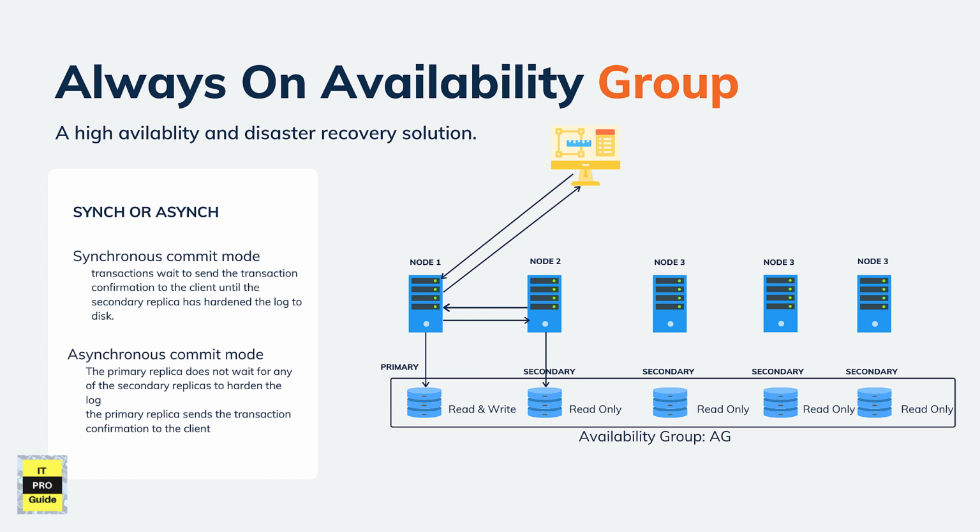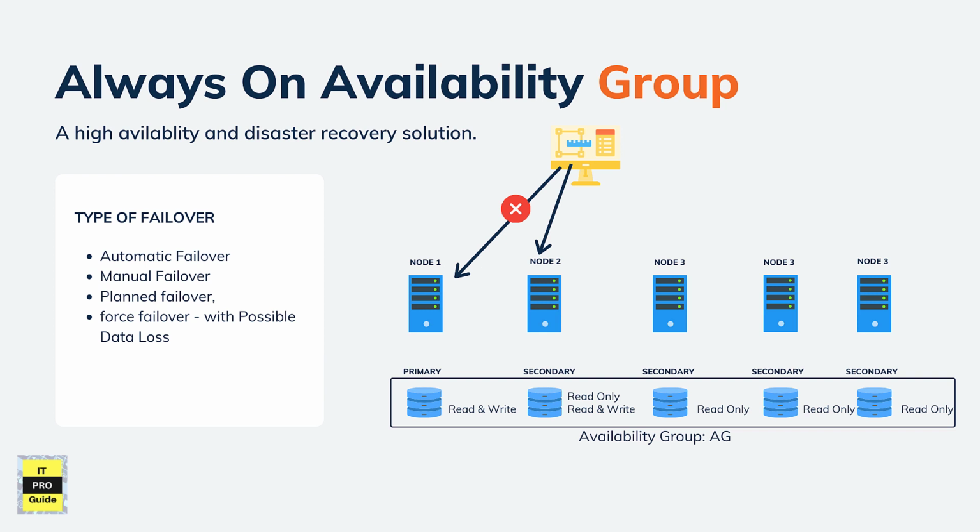So you have two modes, synchronous mode and asynchronous mode. The synchronous mode provides you data protection, but it adds latency. But in asynchronous mode, it only writes to the primary database and takes the acknowledgement. It doesn't wait for the secondary to give an acknowledgement. So these are the two modes that you can configure the database in an Always On availability group.